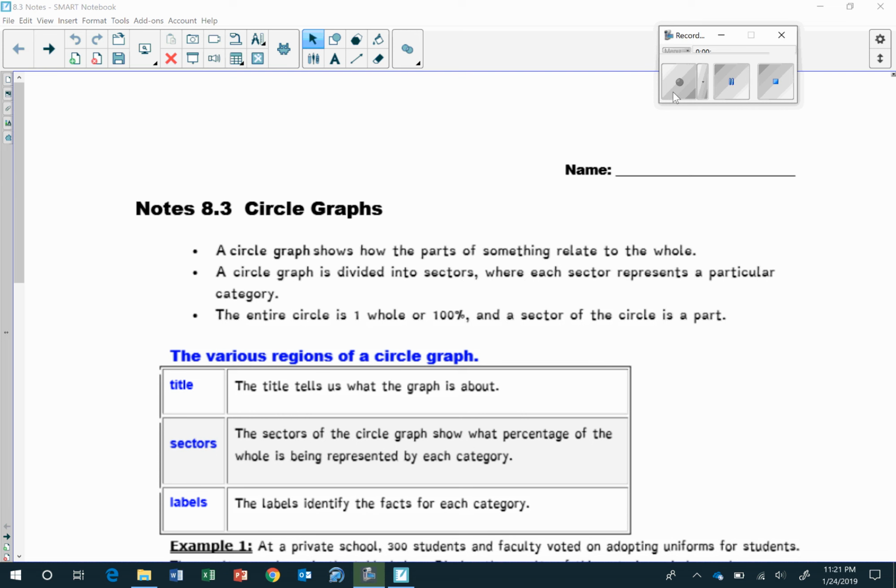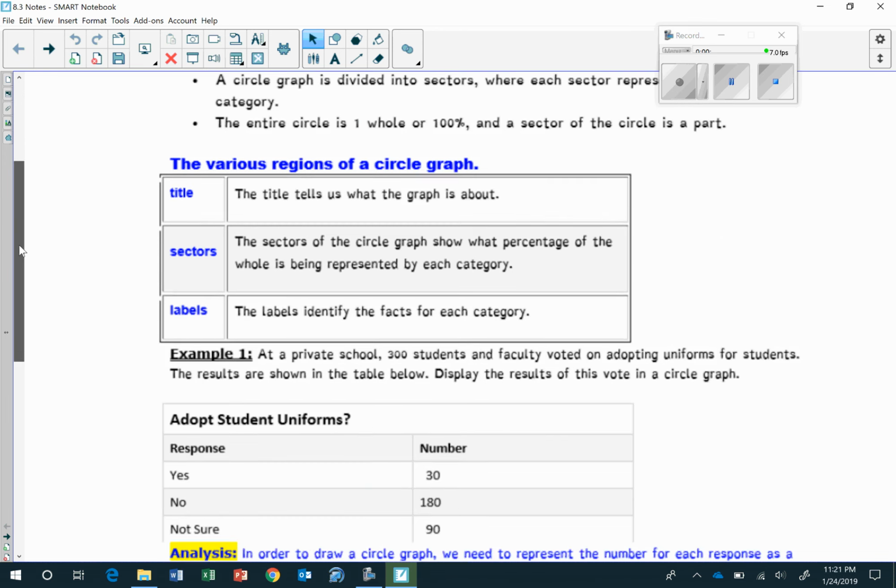In section 8.3, we're talking about circle graphs. A circle graph shows how the parts of something relate to the whole. A circle graph is divided into sectors, where each sector represents a particular category. The entire circle is one whole or 100%, and a sector of the circle is a part. So let's look at an example of what one of these looks like.